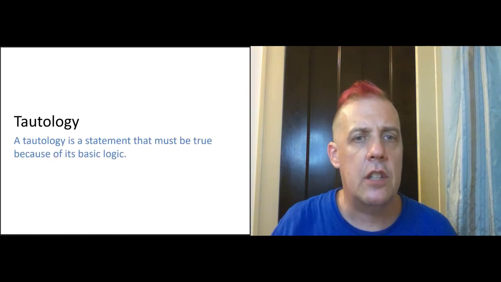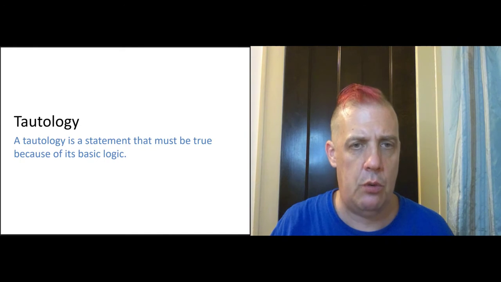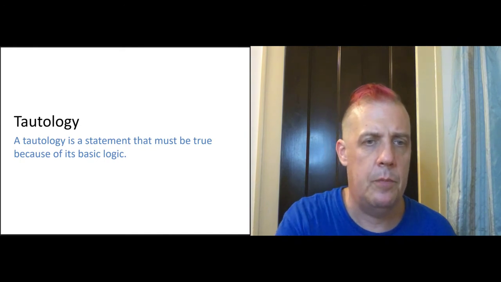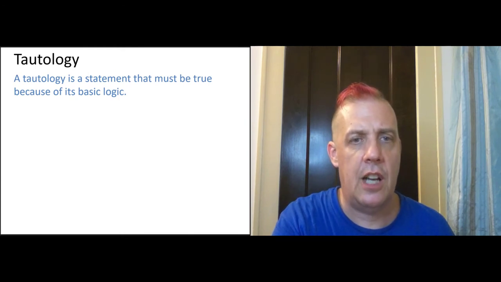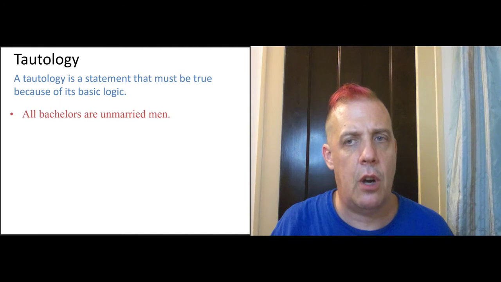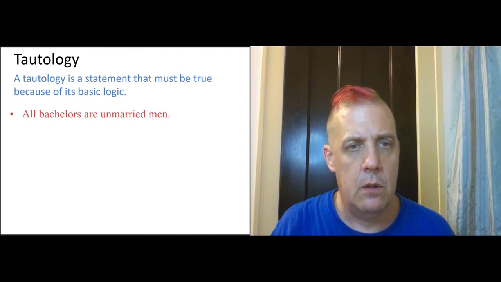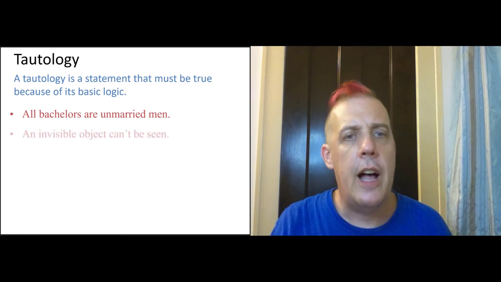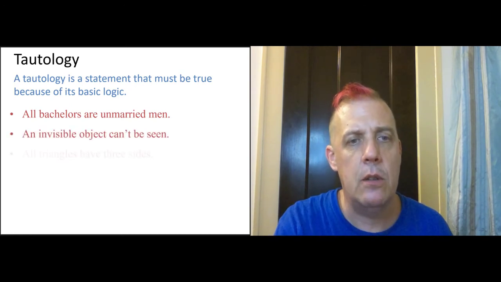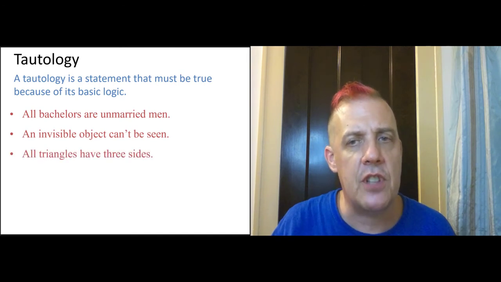The contrast, the polar opposite of a contradiction is a tautology. A tautology is a statement that must be true because of its basic logic. So the gold standard for tautologies is: all bachelors are unmarried men. Right? A bachelor is simply defined as an unmarried man. So that statement absolutely has to be true. An invisible object can't be seen. All triangles have three sides.